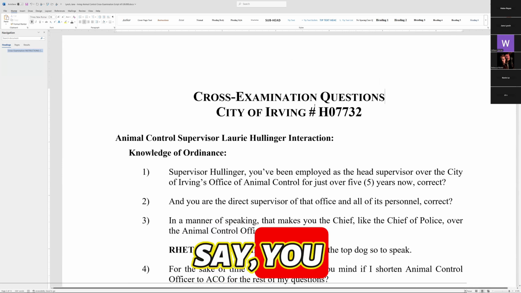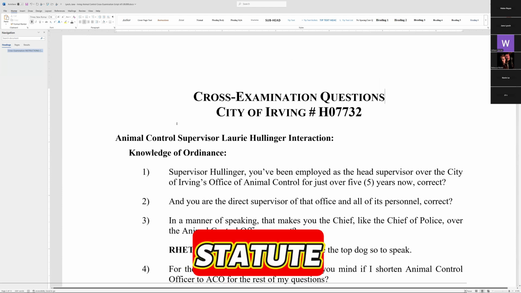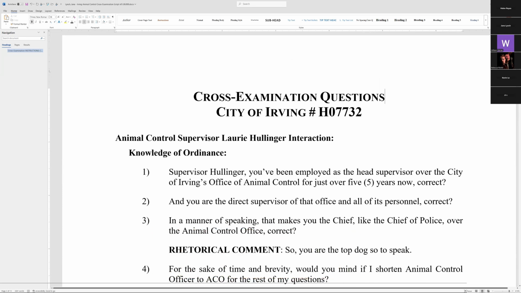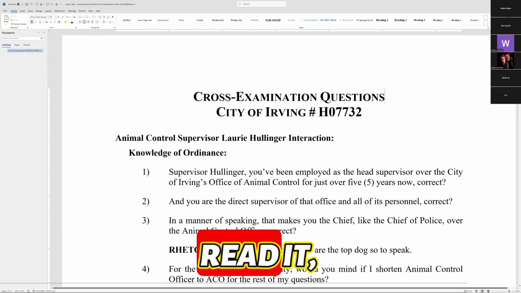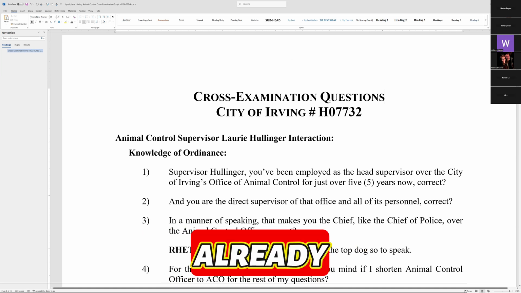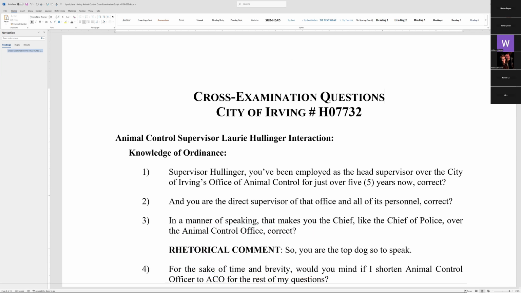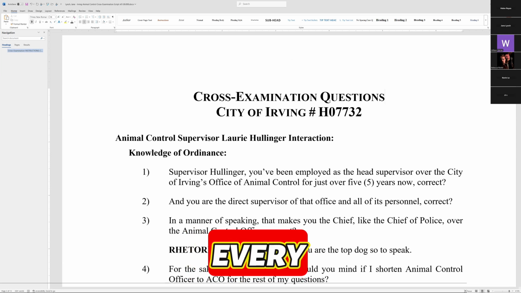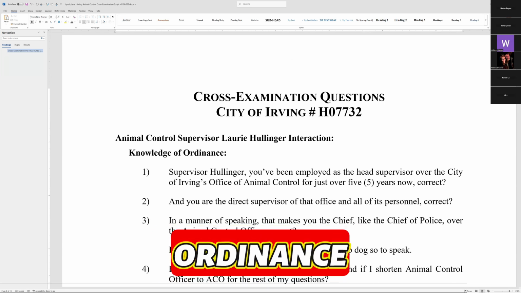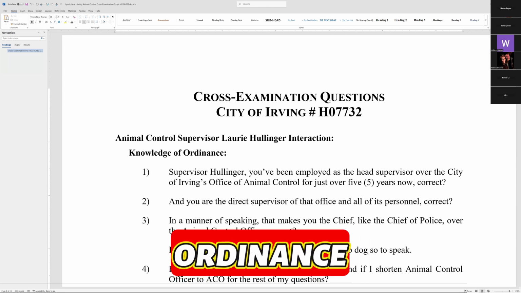Now, like I say, you should know what questions you have to ask if you've read the statute or ordinance you're being charged under. If you read everything, then you should already know what they have to prove. They have to prove every single one of the elements of the offense that is written in that ordinance or statute, and some that may not be written in that ordinance or statute.